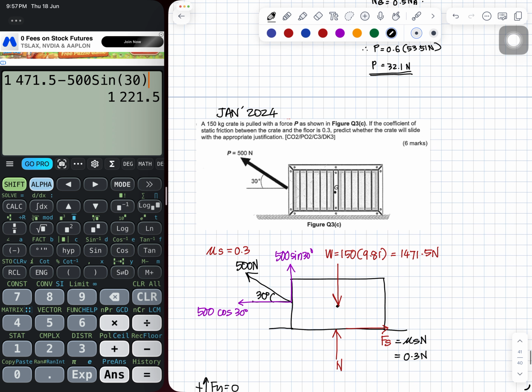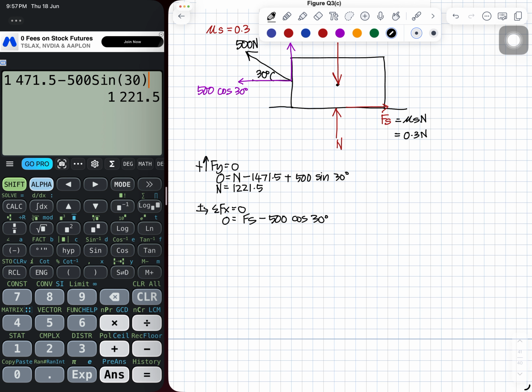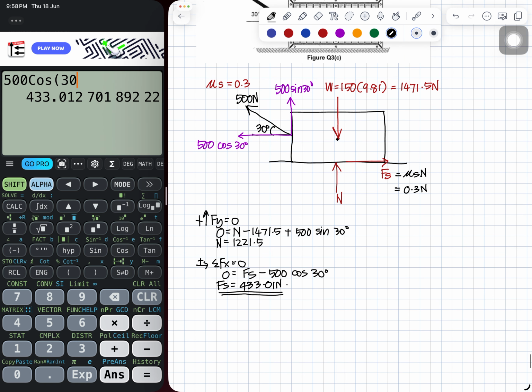So the question here asks us to predict whether the crate will slide or not. So we find the Fs first, then we compare the value. Okay, so Fs is equal to 500 cos 30. So we got 433.01 Newton. So this is the friction force that we have.